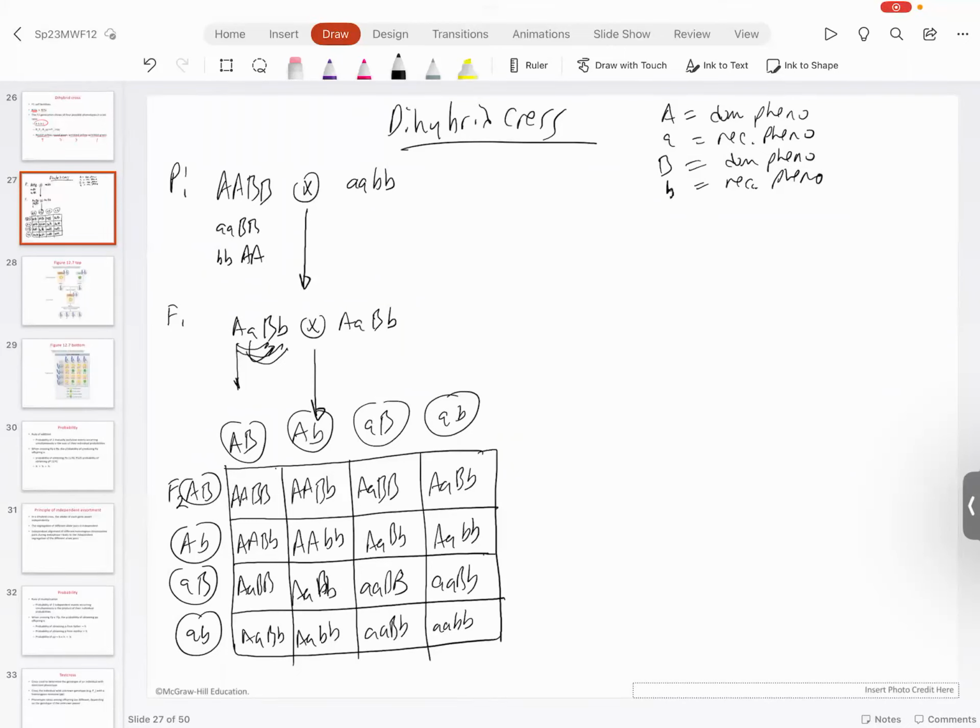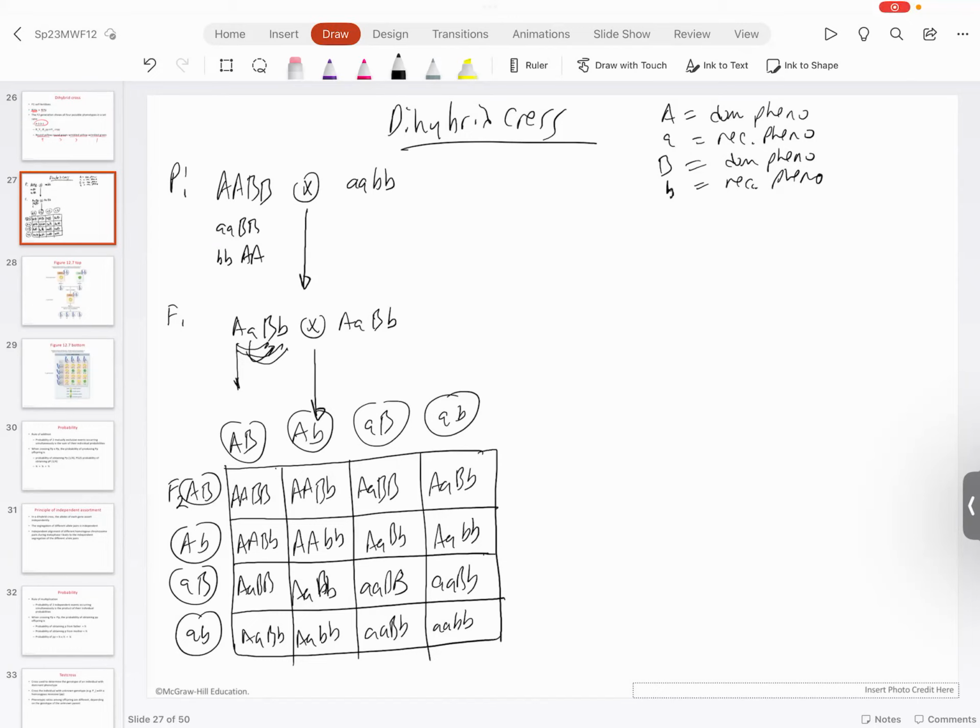You guys did that already in lab, didn't you? Yeah, you filled that one up. Maybe it took you a little bit longer than that, but you did that with the tall and red exercise. Okay, now let's analyze the phenotype, shall we?